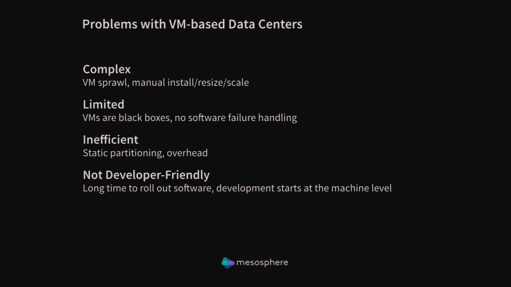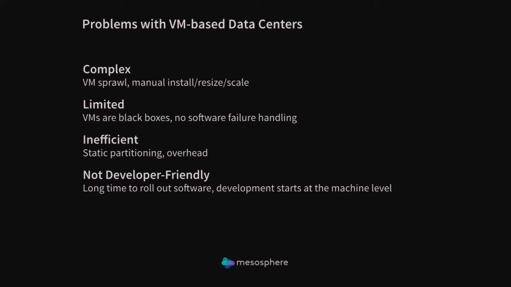Virtual machines as an abstraction are also very limited. They're kind of black boxes, right? You can't really figure out what's going on inside because they run a whole operating system, and that operating system may be doing whatever. We can't tell. That makes it really hard to do smarter things like software failure handling, like looking inside of the VM and seeing, is this Java application that I'm running in there still working? That's really hard to do.